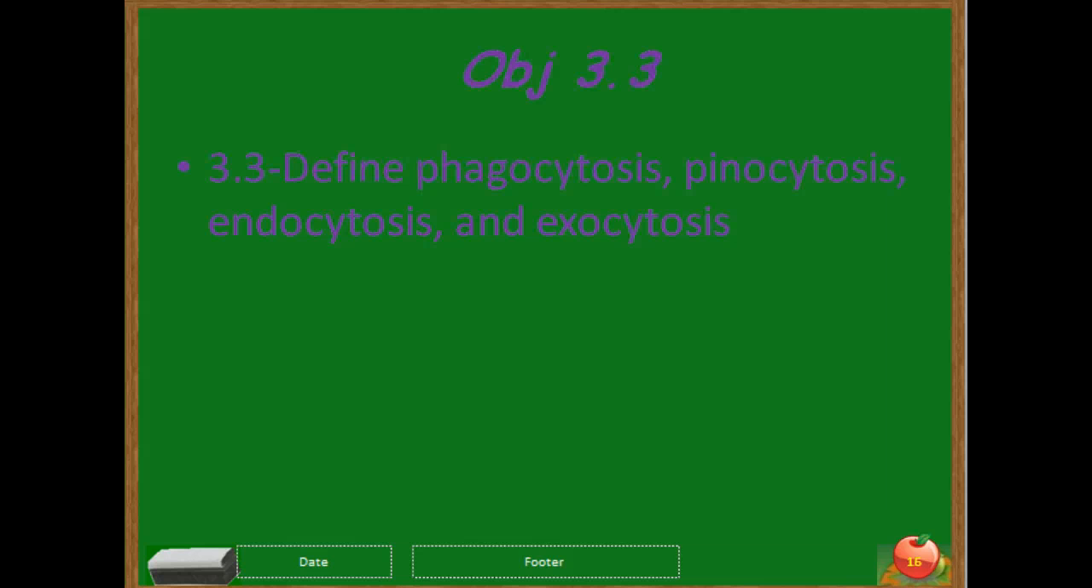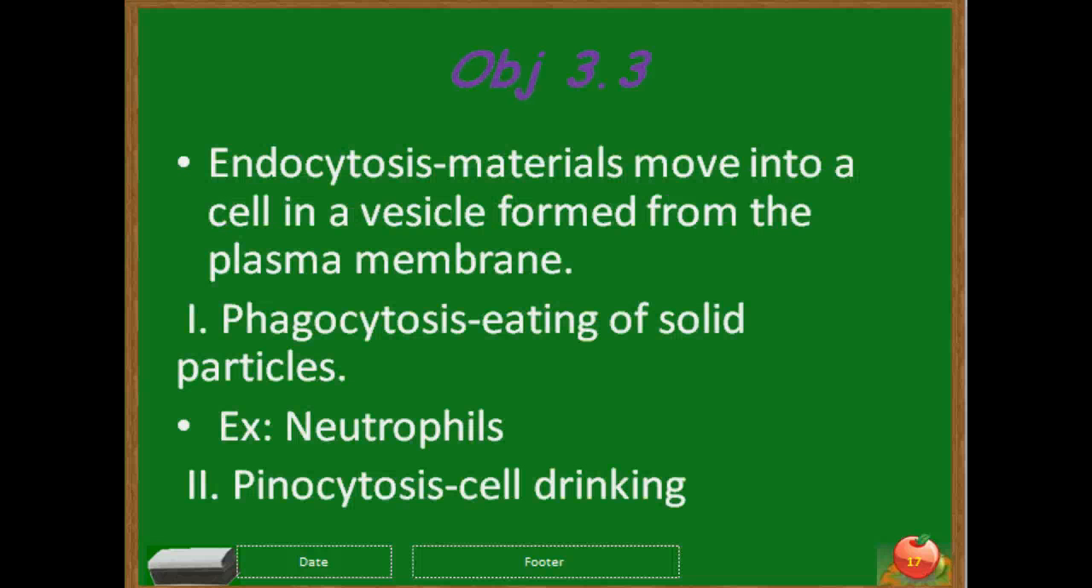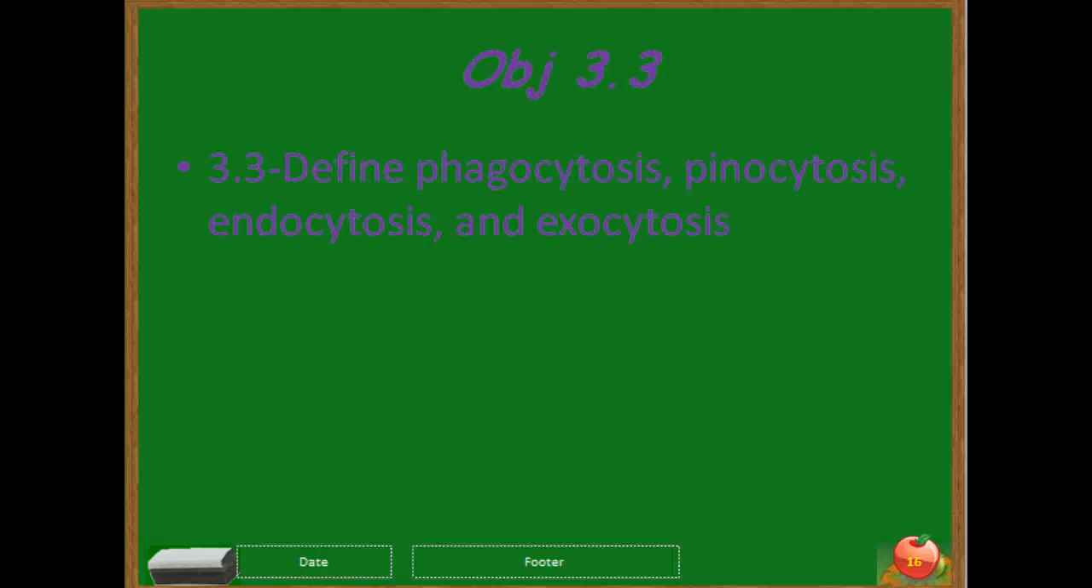Next part: phagocytosis, pinocytosis, endocytosis, and exocytosis. So we have three different types. Actually, I'm going to go back one slide. We're actually going to start with receptor-mediated endocytosis. The whole purpose of endocytosis is when a cell is going to engulf some extracellular material. So something is dissolved or something is eaten. So that's what it wants to do.